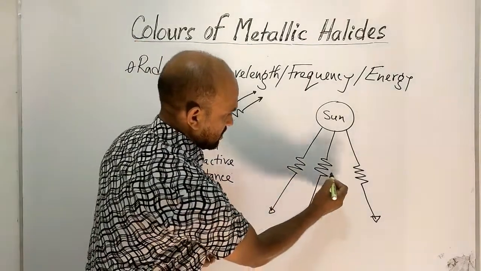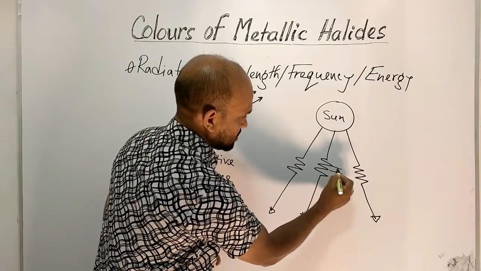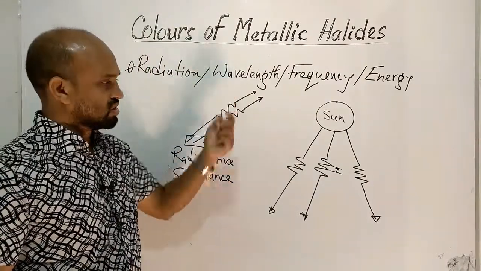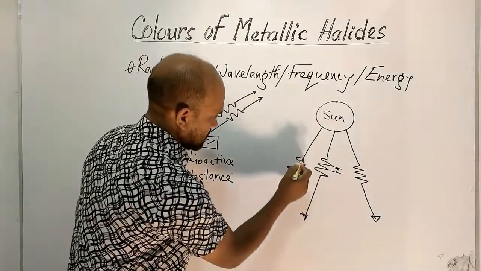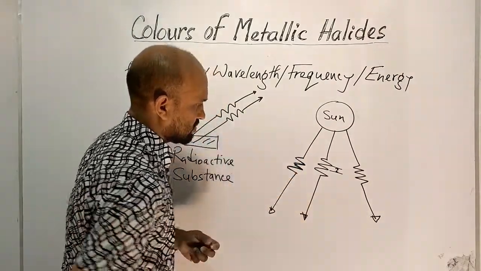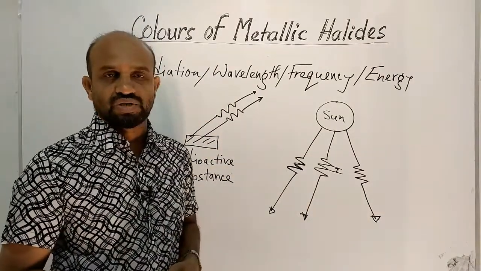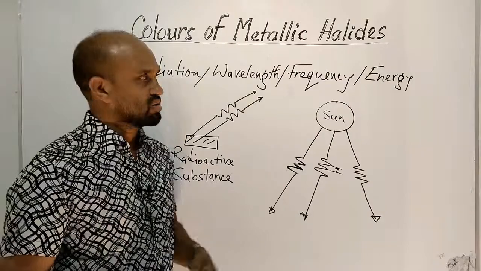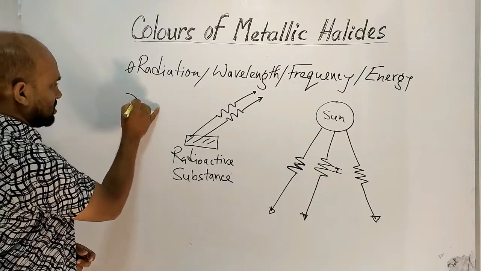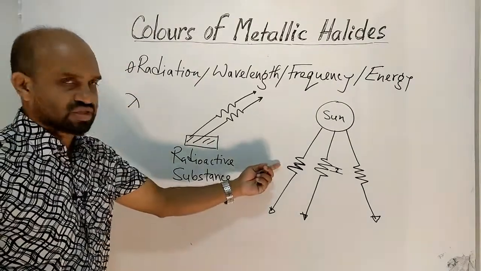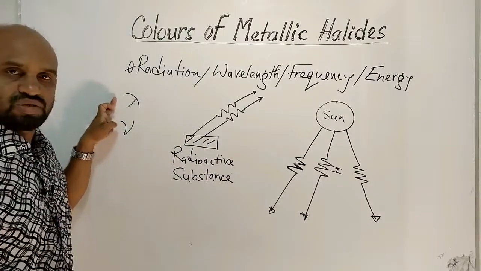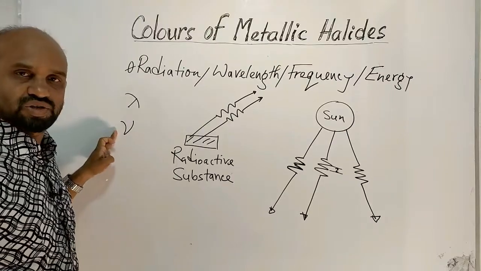Here the distance between two peaks is called wavelength, and the frequency, what is frequency? This is one cycle, this is another cycle. So cycles per second is called frequency. Wavelength is denoted by lambda, and frequency, cycles per second, is denoted by nu. This is wavelength, this is frequency.